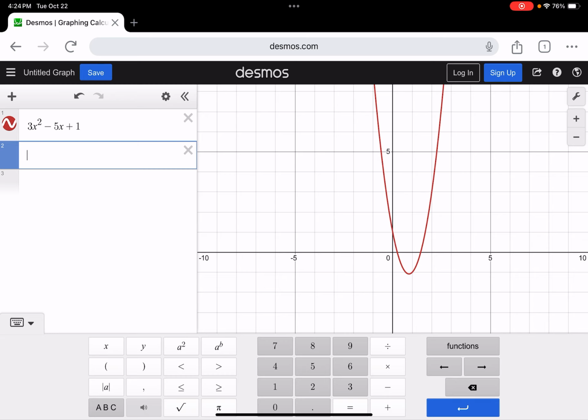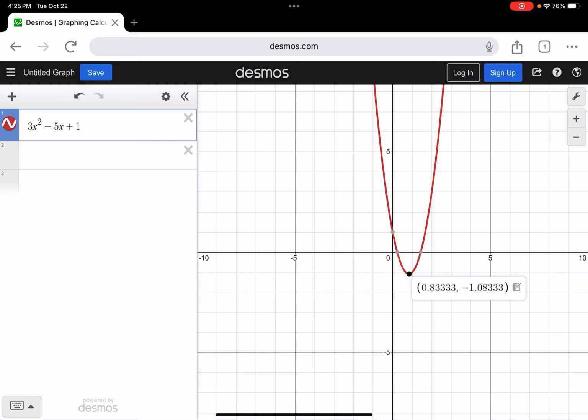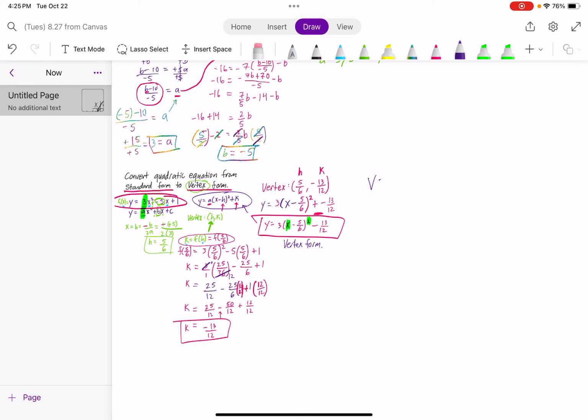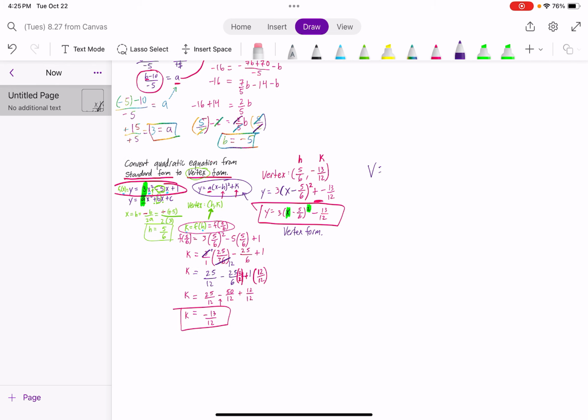Well, if you look here, the vertex looks, let's see, it looks like it's at 0.8 comma negative 1.08. So it looks like it's at 0.8. The vertex looks like it's at 0.8 and negative 1.08.